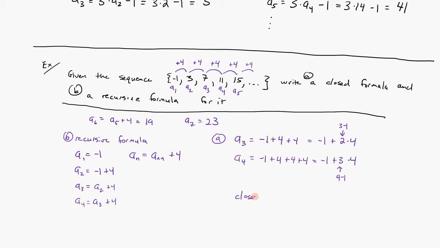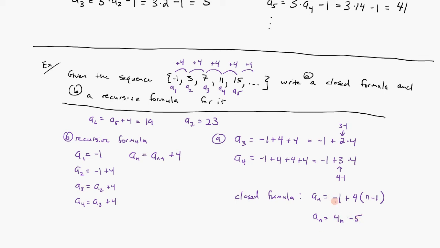So the closed formula: a sub n is equal to, so you start with -1, and then it's 4 times, and then this number is just the index minus 1. Here the index is n, so index minus 1 will be n minus 1. Or if I want to simplify this, I can write this as 4n, -1 minus 4 is minus 5.